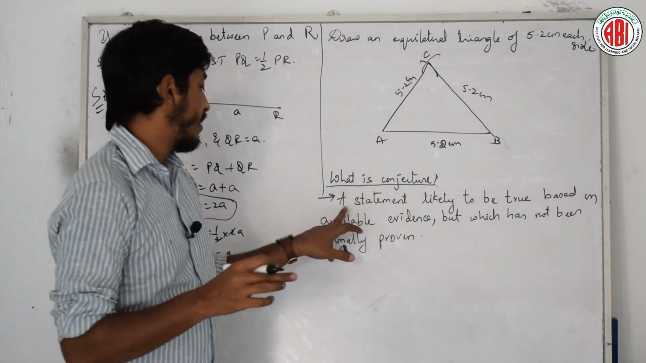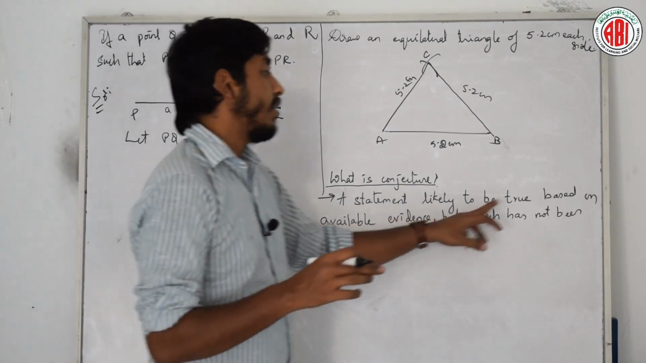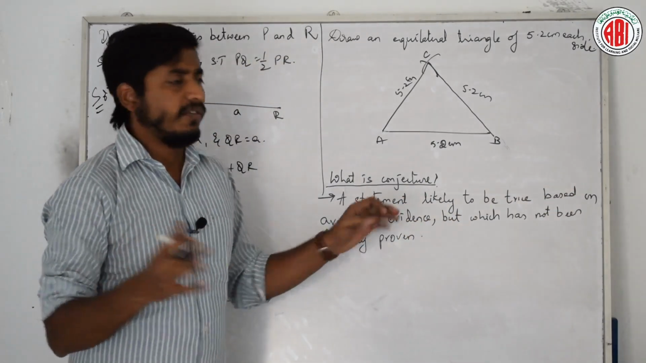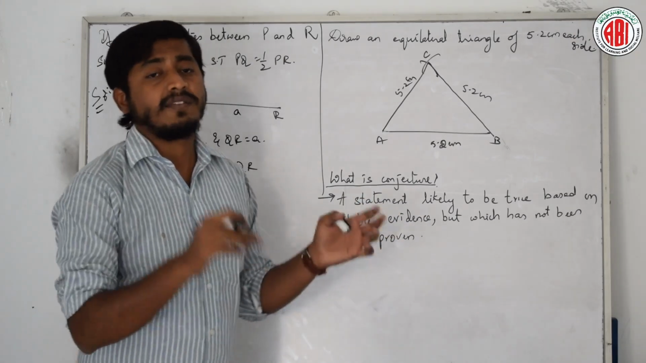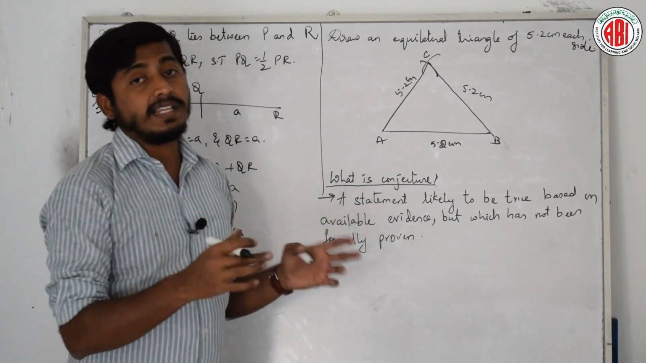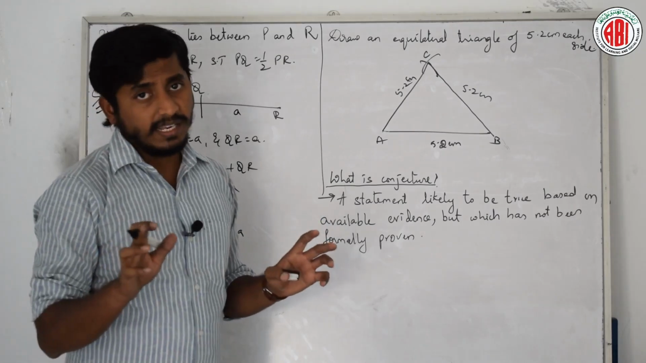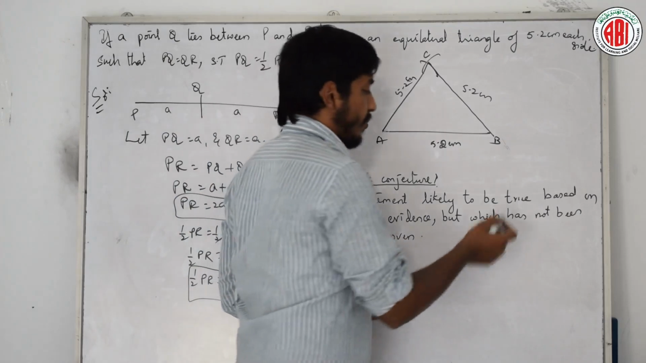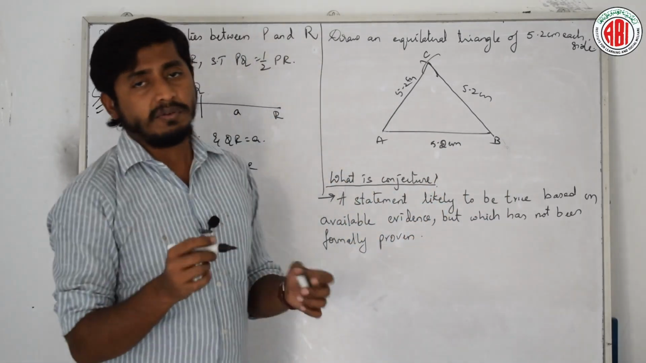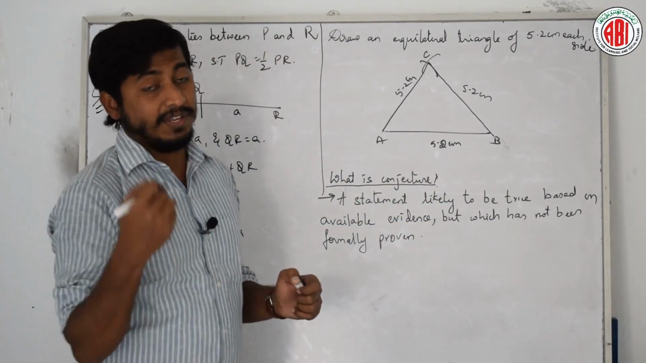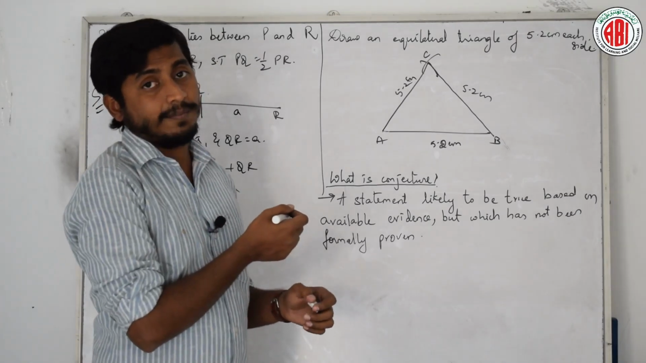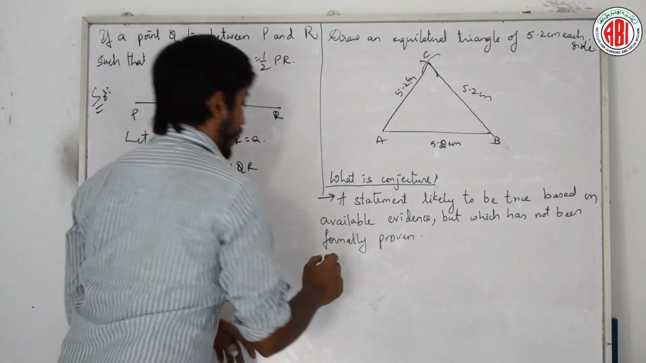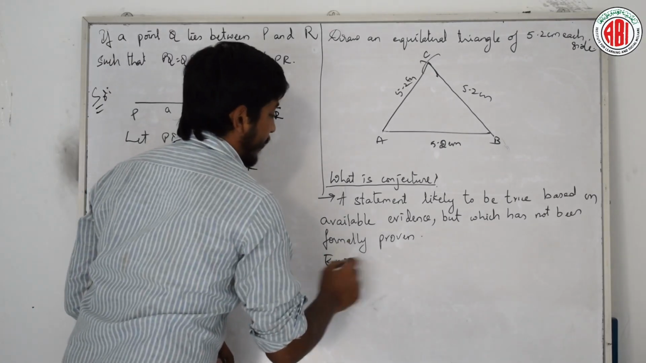See the definition: a statement likely to be true based on the available evidence. Yes, we know we can draw a circle with any center and any radius. Clear? Can we prove it? If you want me to, I can prove it by drawing it, but we don't have any formal proof as we used to have in all other sums of maths. Yes or no? That's it. If you want an example, you can write this example.